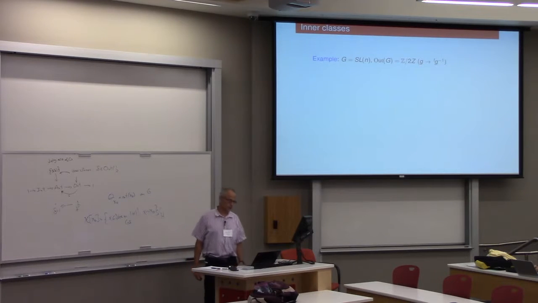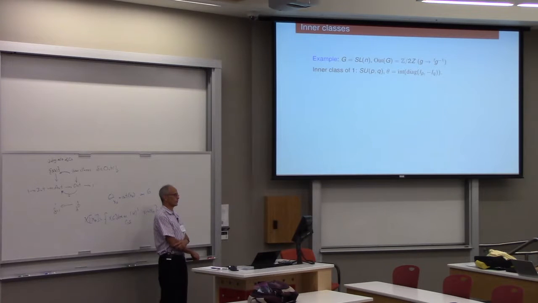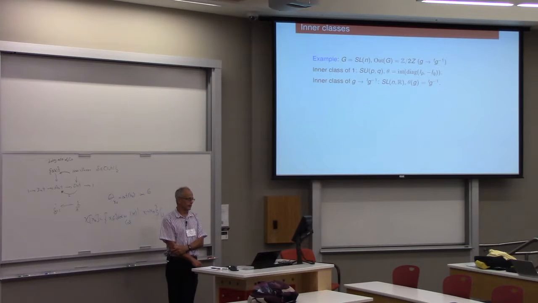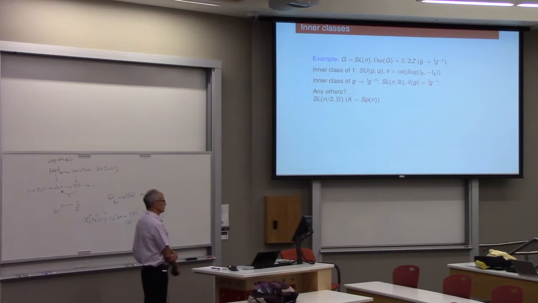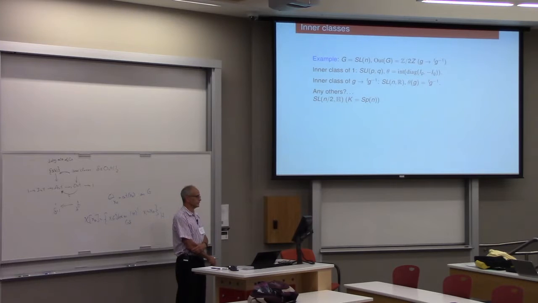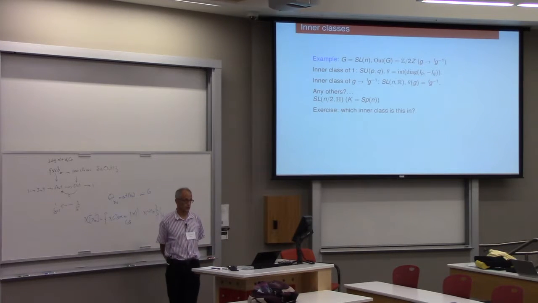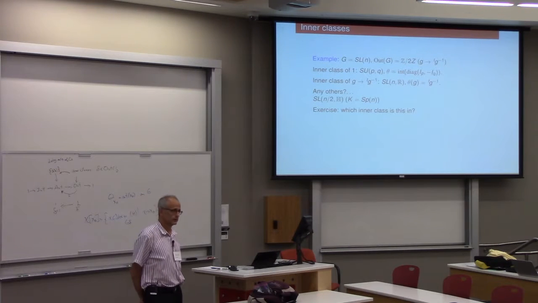Okay, so I'm going to go kind of quickly through this since I did this yesterday. For SLN, there's an outer automorphism, which is g goes to transpose of g inverse, and the compact inner class is the group SU(p,q), and the other inner class has the group SL(N,R) in it. And are there any others? Well, we talked about this. If N is even, there's SL(N/2, H), which has K as Sp(N), and I'll leave it as an exercise for you to figure out which inner class this goes in. And you can solve this exercise by looking at the video from the first day, I think.